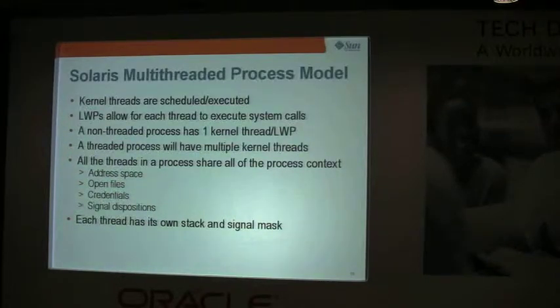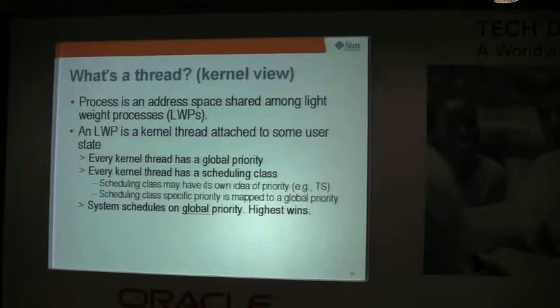Each thread has its own signal mask, so you can do different things with it, but it still makes things a little bit hard. So what's a thread? A thread is an address space shared among lightweight processes. An LWP is a kernel thread. That's what the kernel sees of a thread: a data structure in the kernel that is connected to the data structure in user space.